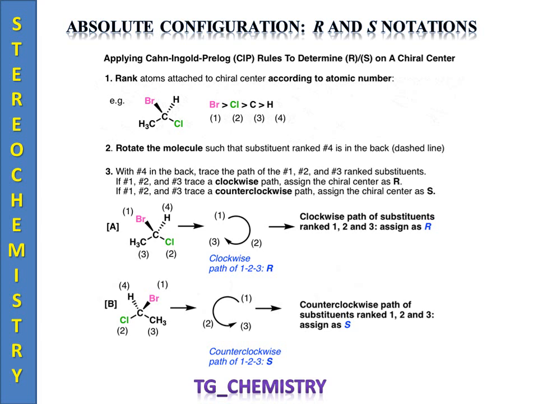For compound B, the 4th priority group hydrogen is again in the back side, in the dashed line. So in that case, you don't need to rotate the molecule any further, but you need to proceed from 1, 2, and 3 in this direction. Now for this B molecule, this direction of 1, 2, and 3 leads to a counterclockwise path, and therefore this is assigned as S.